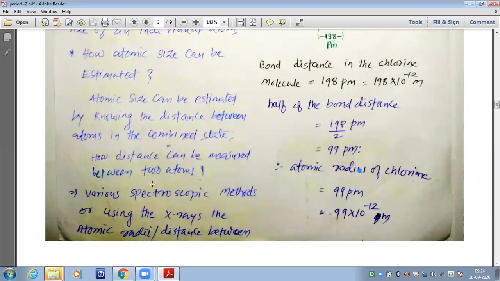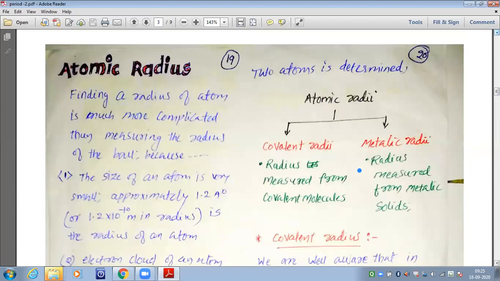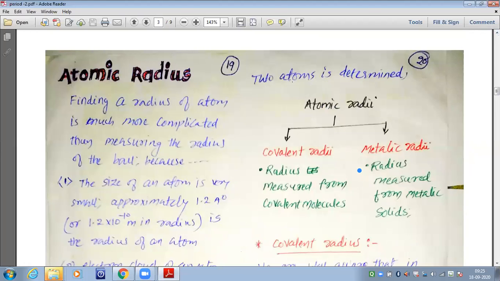How can distance be measured between two atoms? By various spectroscopic methods, or by using the X-ray diffraction method. Please remember, X-rays are used in the X-ray diffraction method, and by using it, the atomic radii, or the distance between the centers of atoms, is determined. So the distance between the two atoms is determined either by various spectroscopic methods or by the X-ray diffraction method, my dear students.